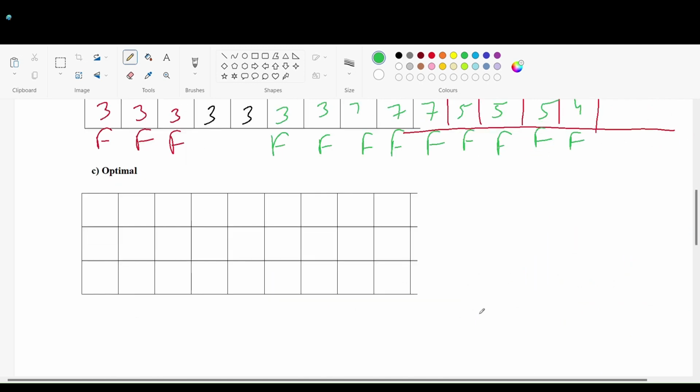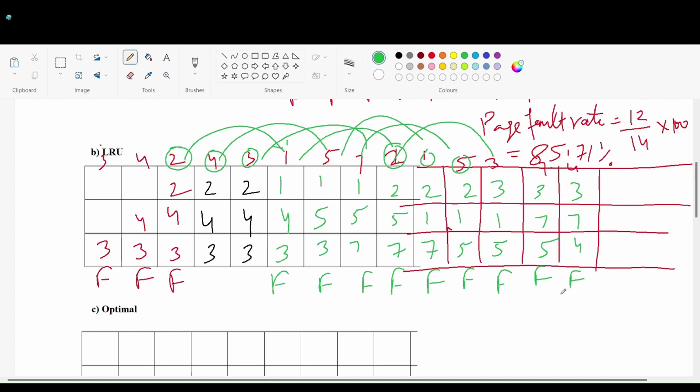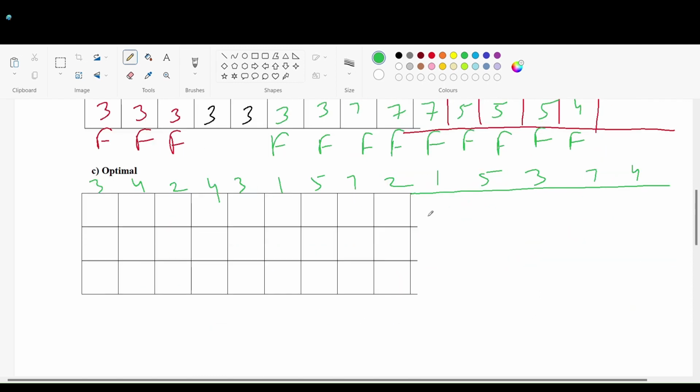Okay, now optimal. Okay, so 3, 4, 2, 4, 3, 1, 5, 7, 2, 1, 2, 1, 5, 3, 7 and 4.